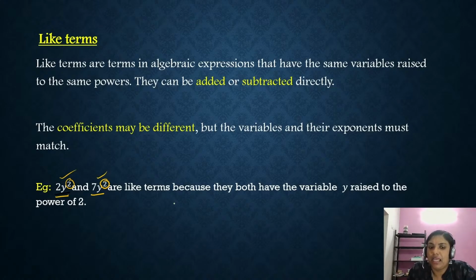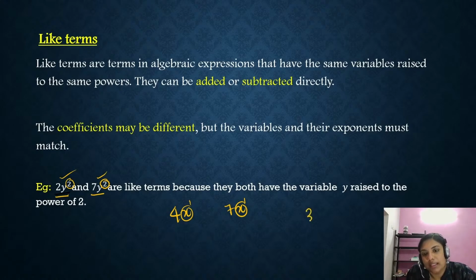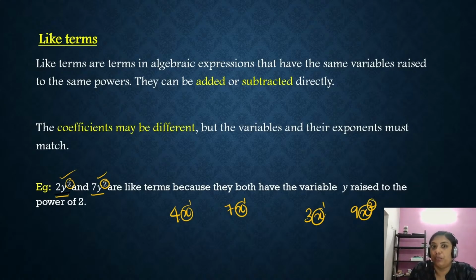Any other example? See, if I write 4x and 7x. See, x is raised to the power 1. Here as well, x is raised to the power 1. So 4x and 7x are like terms. And what about 3x and 9x square? Here, the variable is the same, x and x. But in this case, x is raised to the power 1 and in this case, x is raised to the power 2. So that means they are not like terms.